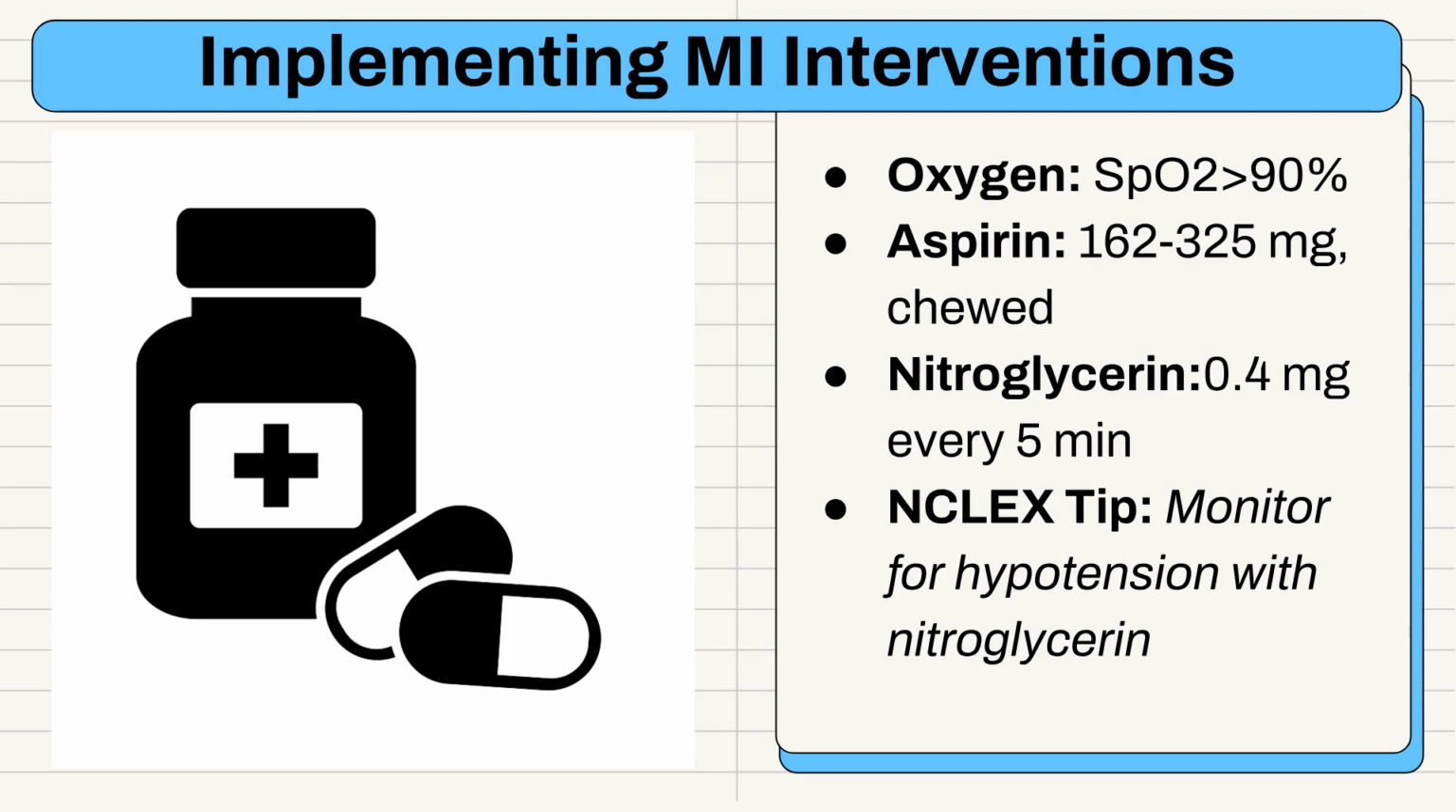Monitor the ECG continuously for dysrhythmias like ventricular tachycardia. For STEMI, facilitate rapid transfer to a PCI-capable hospital. Time is muscle. Administer heparin or beta blockers as ordered, and educate the patient to avoid the Valsalva maneuver to reduce cardiac strain. A calm environment also helps lower stress.